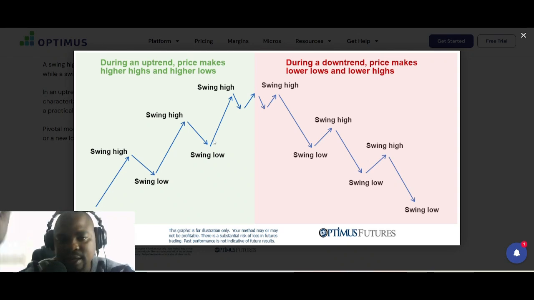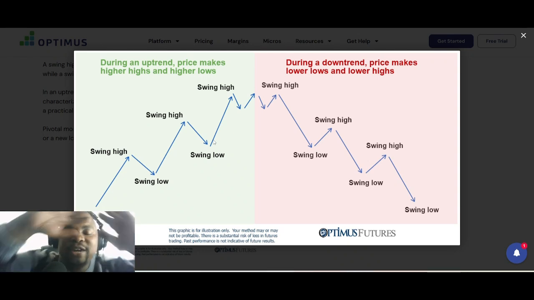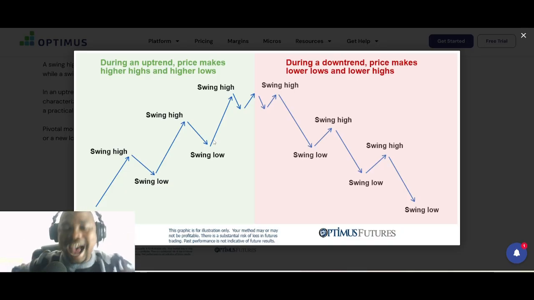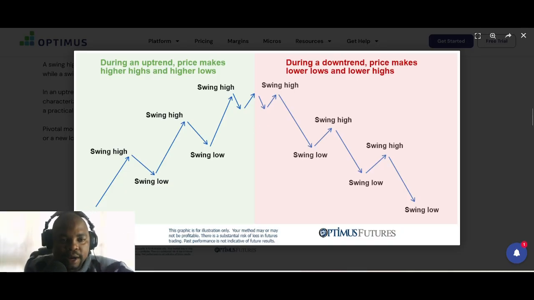Same higher highs and higher lows. The moment when you have two swing highs, or the moment when you have two higher highs, what happens? Just check. We're having the low swing, the higher swing, the low swing, the higher swing, the low swing, the higher swing.